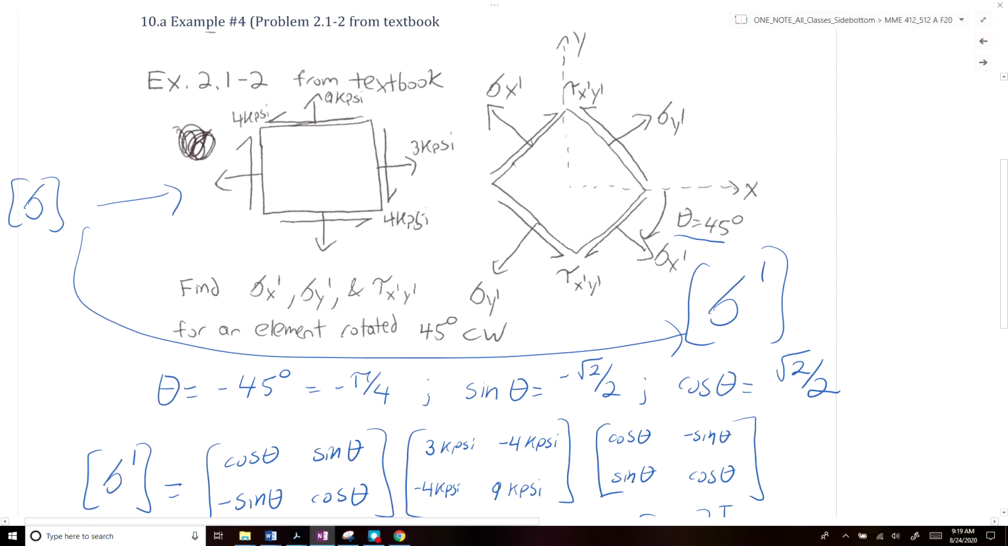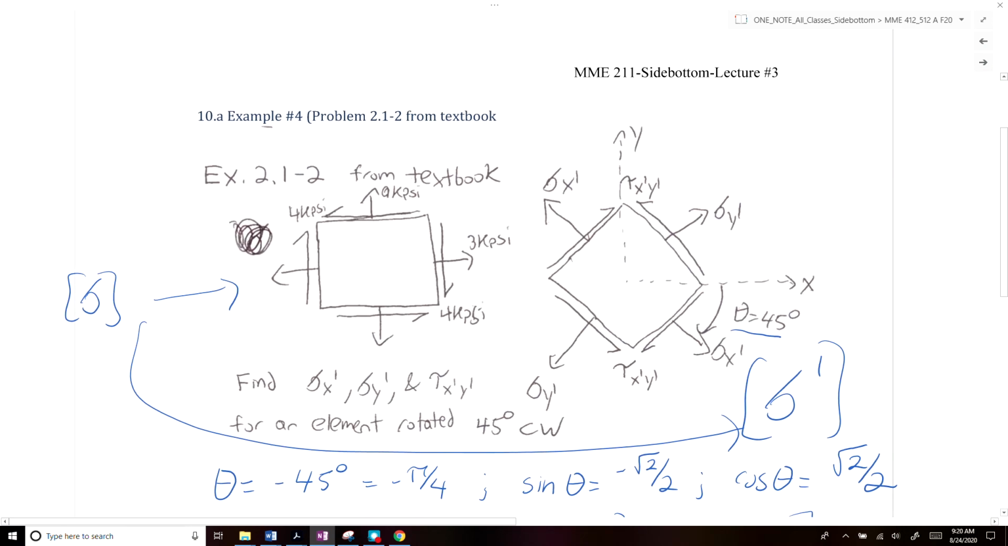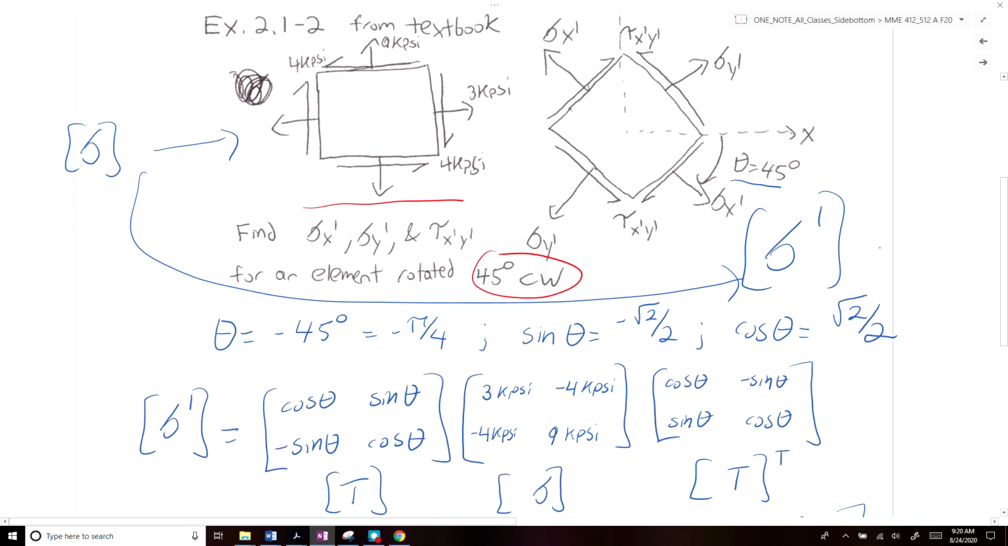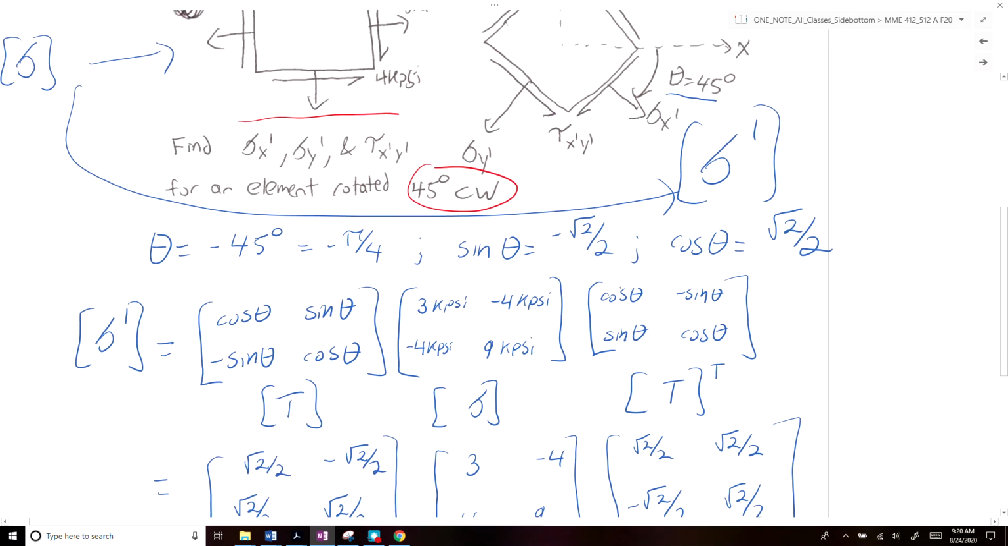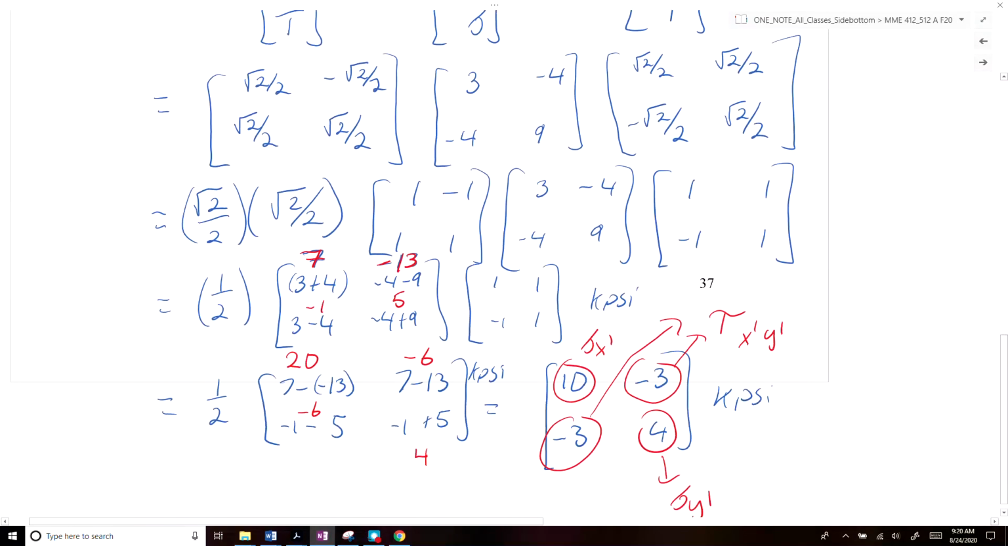So if you're given the initial state of stress here, and you're given the angle of the new element, or the relative direction of the new element with respect to the old coordinate system, all you need to do is plug in the values into your transformation matrices and then do some matrix multiplication to solve for it.